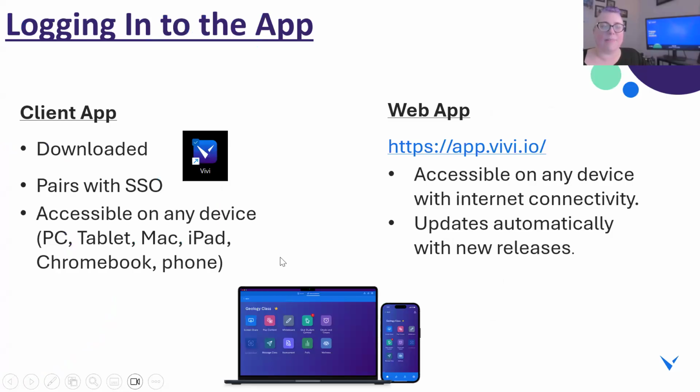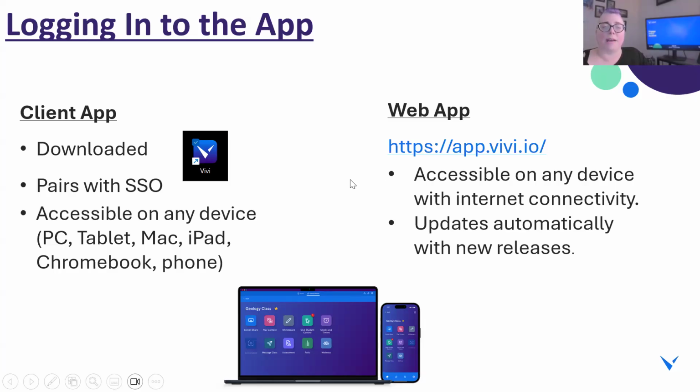When it comes to logging into the application, there are two options that users have. The first is what we call the client app, and that is the version that will be downloaded on your device. It is a blue box with a white V in it. That is our Vivi icon. And Vivi pairs with single sign-on, so you can utilize the same login that you use for everything throughout your day. Vivi is accessible on any device, whether you're on a PC laptop, a tablet, a MacBook, an iPad, a Chromebook, or even your phone.